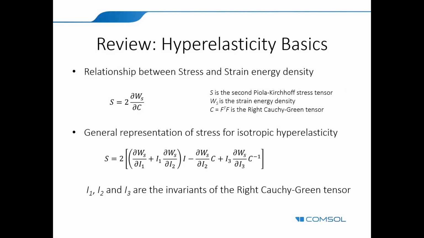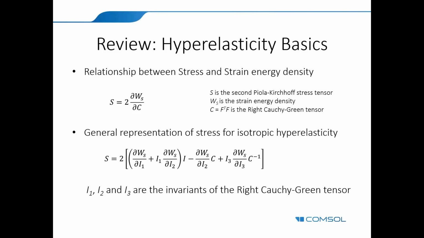Now, the first equation that you see here shows the relationship between the second Piola-Kirchhoff stress tensor, that is S, and the strain energy density, that is W_S, where stress is given by the derivative of strain energy density with respect to the right Cauchy-Green tensor, that's C. For an isotropic hyperelastic material, we can further expand the above definition of stress and write it as a function of the derivatives of strain energy density with respect to invariants of the right Cauchy-Green tensor.